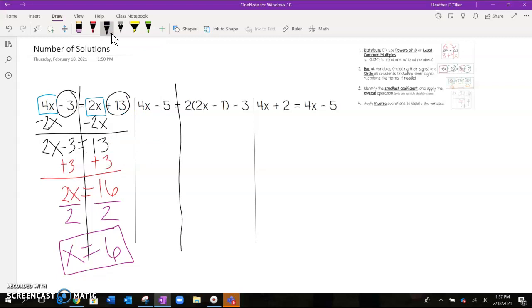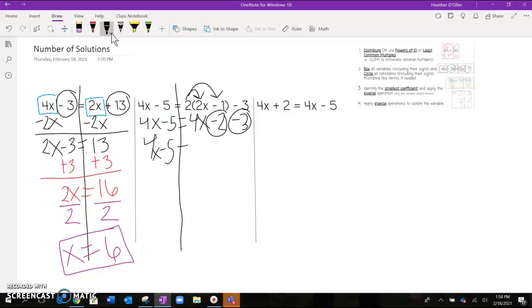So, looking at this problem, first of all, I need to distribute. So now I can simplify it. 4x minus 5 equals 2 times 2 is 4x, 2 times -1 is -2, minus 3. I can see right now that I have like terms on the same side, so I'm just going to circle those to tell you. And I'm going to combine those, then I'm going to box and circle just to save a little bit of time.